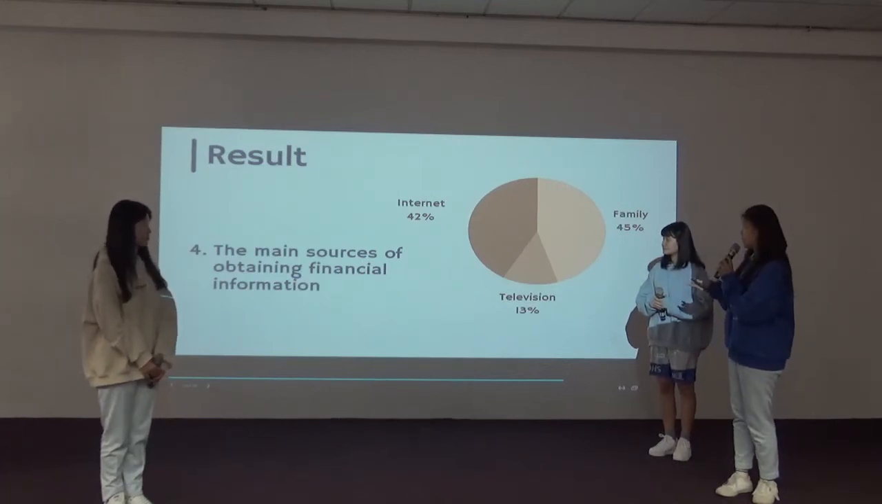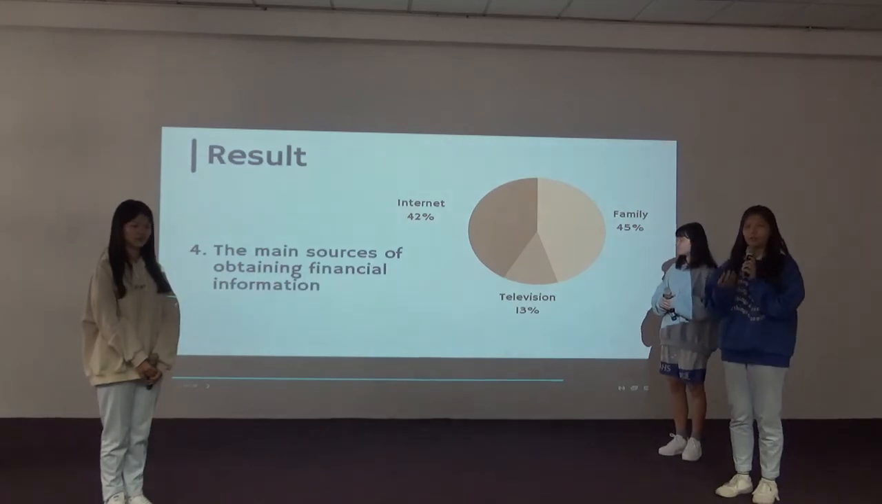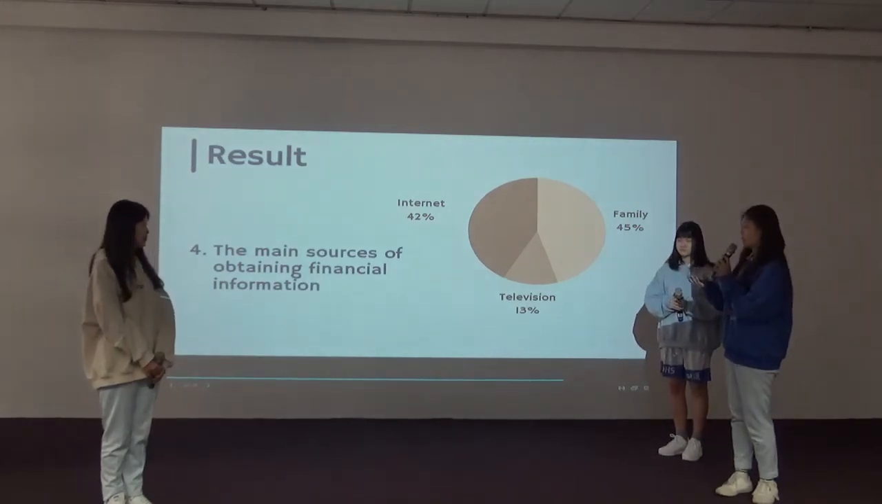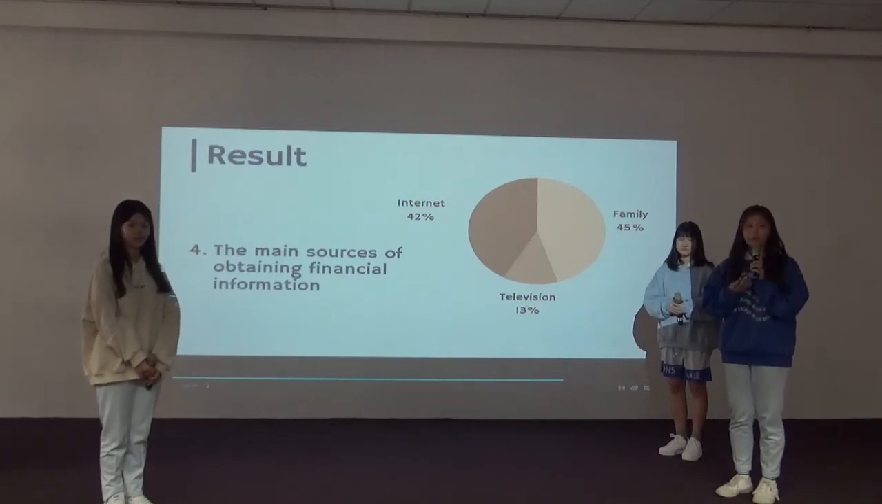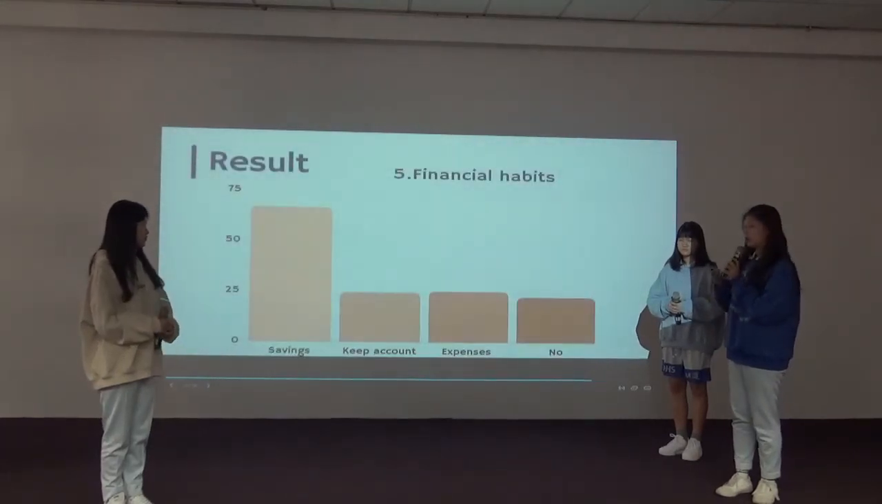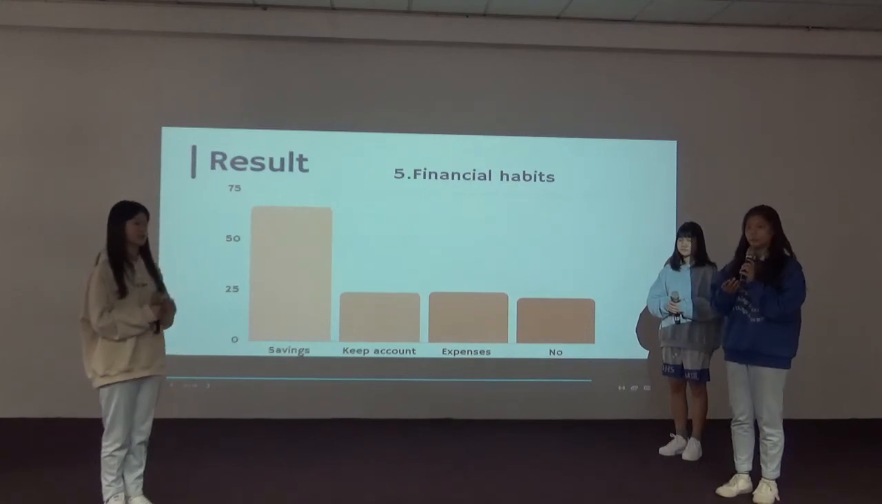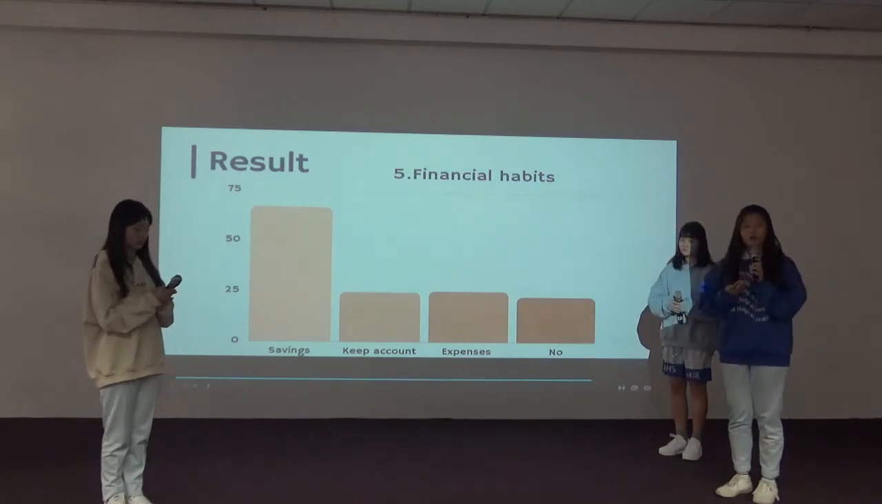But the 30% situation is different from the 56% we have found, but relatively, the 42% from the internet is close to the 42% we have found. It might be because most high school students now use the internet frequently, so it can also be seen that the internet is an important channel for high school students to obtain financial information. In addition, about 66% of the participants have financial habits, and a quarter of them will keep accounts and plan expenses. But there is also 1 in 5 of them having no financial habit.